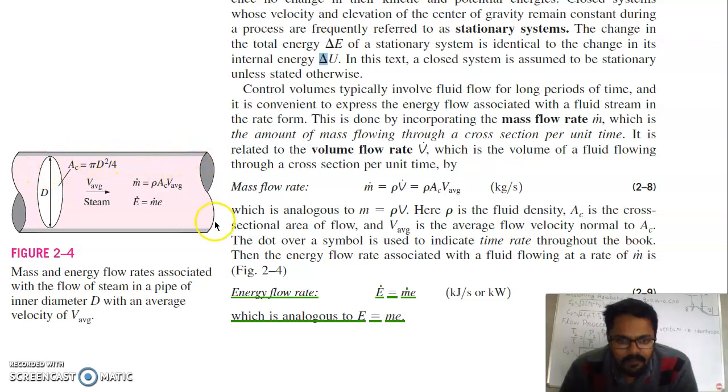You can take the example of a pipe here, where your fluid stream is flowing with velocity V, and the area of this section is pi d square by 4. The mass flow rate of the fluid is m, which is density times area times velocity, and e is the energy in the fluid. First you have to find the volume flow rate, which is area times velocity, and multiplying with density you get the mass flow rate. Now if you multiply this mass flow rate with the energy per unit mass, small e, you will get the energy flow rate.